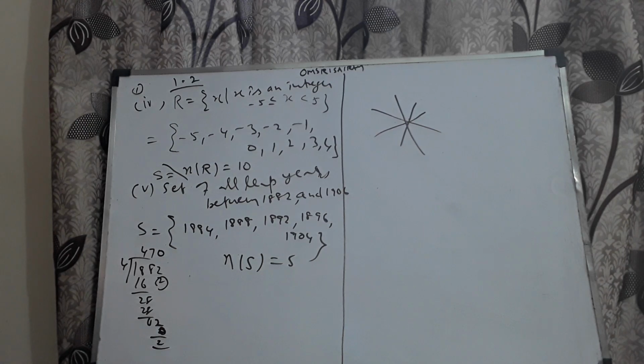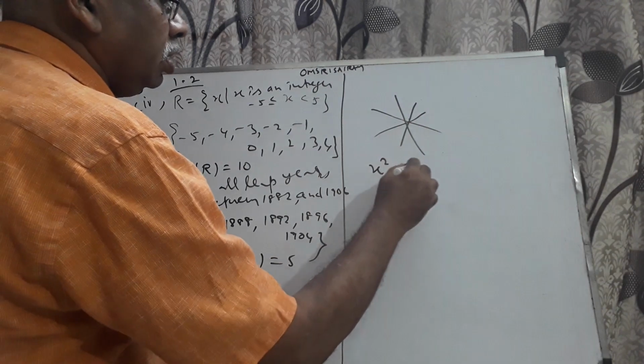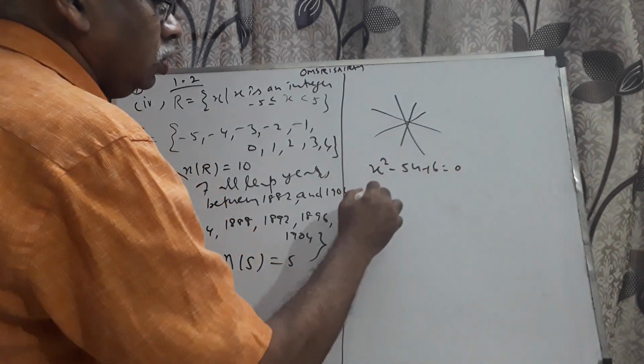Therefore, it's an infinite set. Then B is equal to the fourth subdivision: the set of x such that x square minus 5x plus 6 equals 0, where x is an element of N. Let me just solve this. x square minus 5x plus 6 is equal to 0.